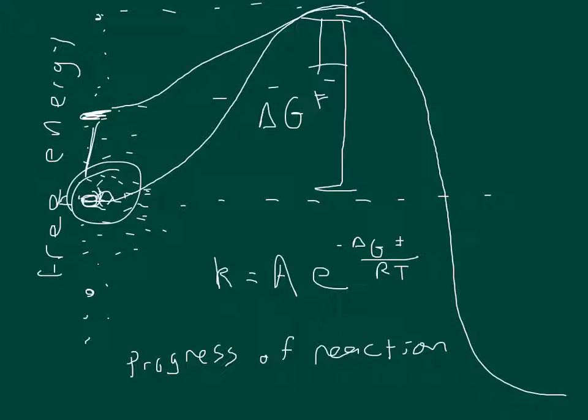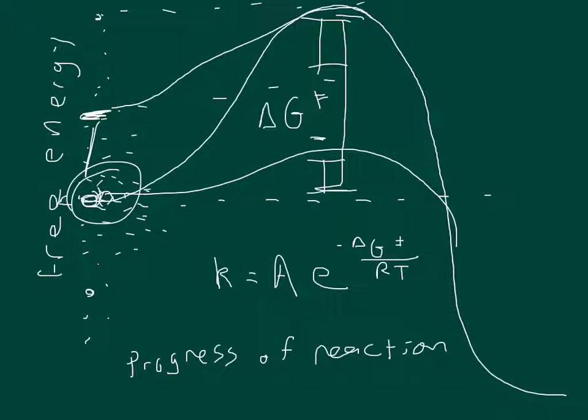Unfortunately, in biological systems, we don't have the luxury of changing the temperature, and so there's one other thing in this equation that is variable, and that is delta G of the transition state. So if we could alter delta G of the transition state to make it right here, then we would also have a much lower energy barrier, and the number of molecules that would be able to reach that barrier would be higher.